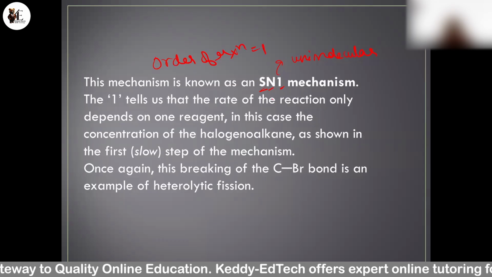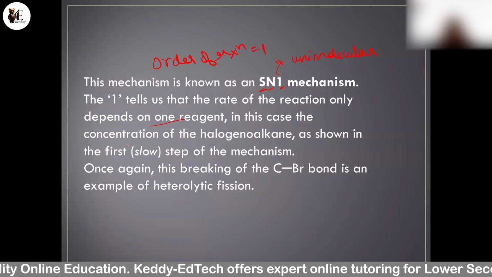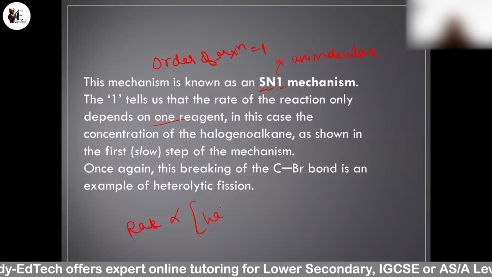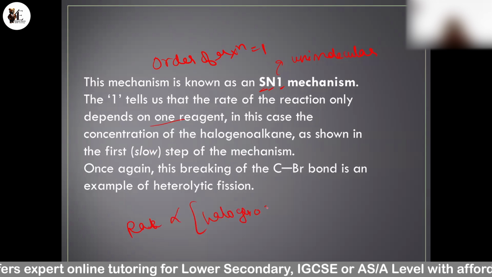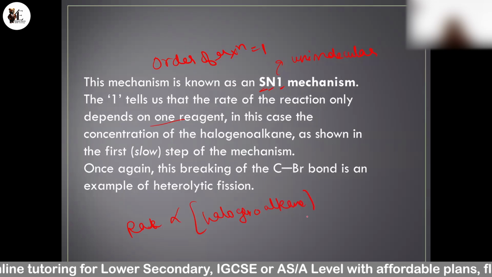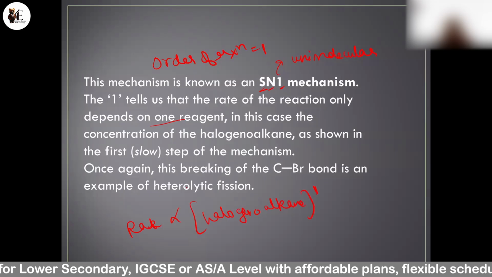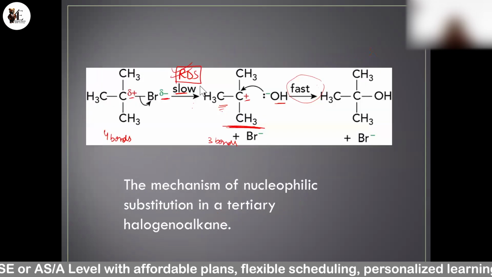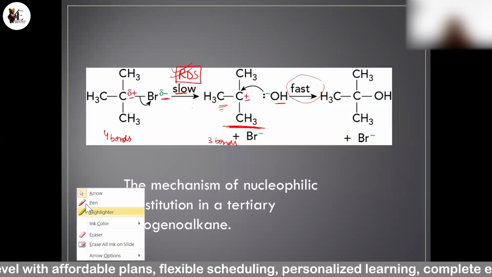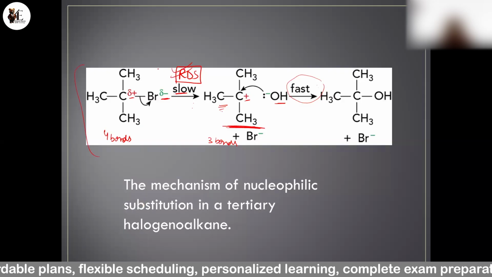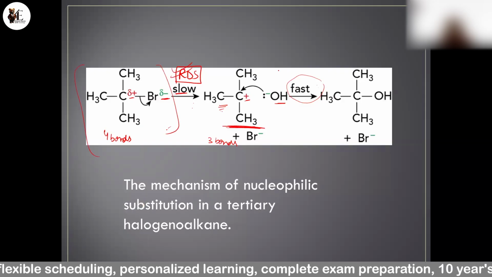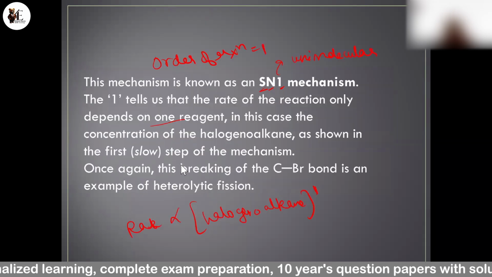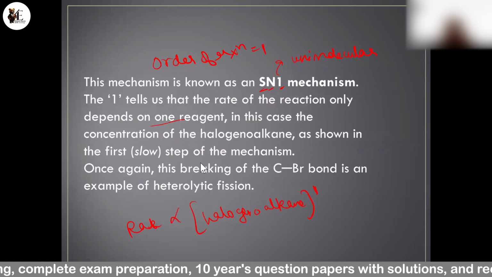So this one tells that the rate of reaction only depends on one reagent, in this case the concentration of halogenoalkane. So rate only depends on the concentration of halogenoalkane. Here the rate is not depending on the nucleophile. Okay, that's why it is only a first order reaction. Why is it so? Because rate is determined by the slow step of the reaction, and in the slow step only this halogenoalkane is involved. Because in the fast step the nucleophile is coming. So that's why the rate is dependent on the concentration of halogenoalkane only.